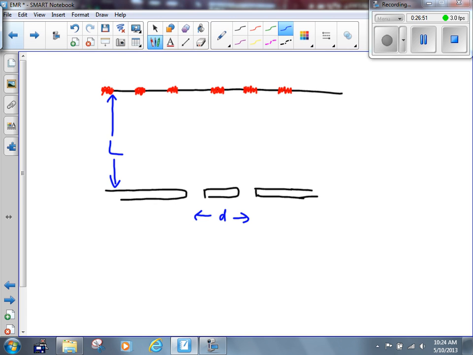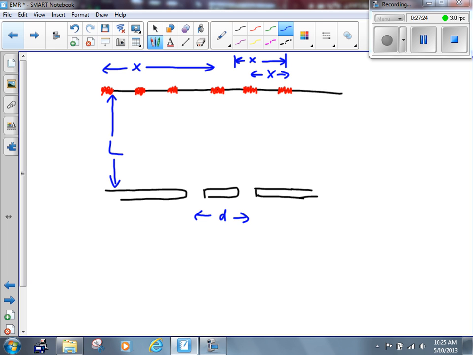X could be this distance, the distance between two maxima. It could be this distance, the distance between four maxima. It could be this distance, the distance between a minimum and a maximum. It can be any distance you want between any maximum and any other maximum, or between any minimum and any other minimum, or between any maximum and any minimum.